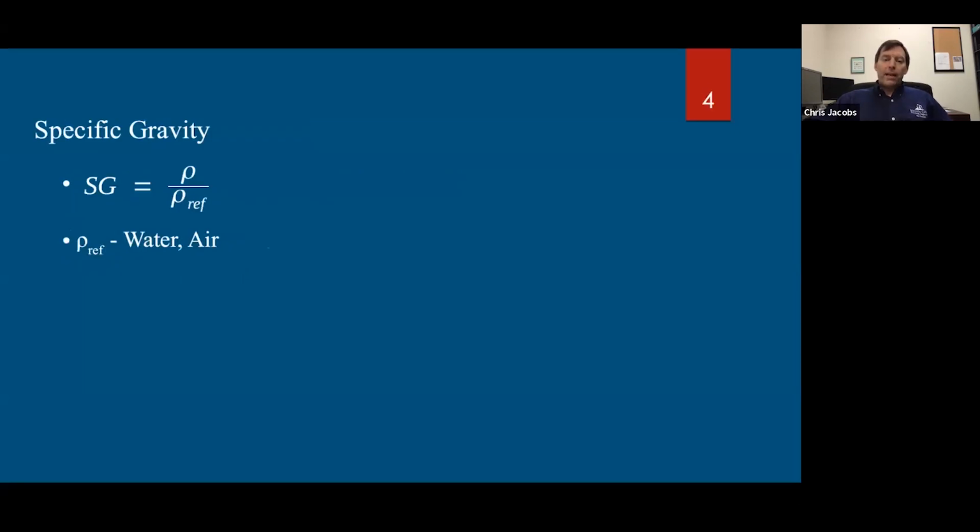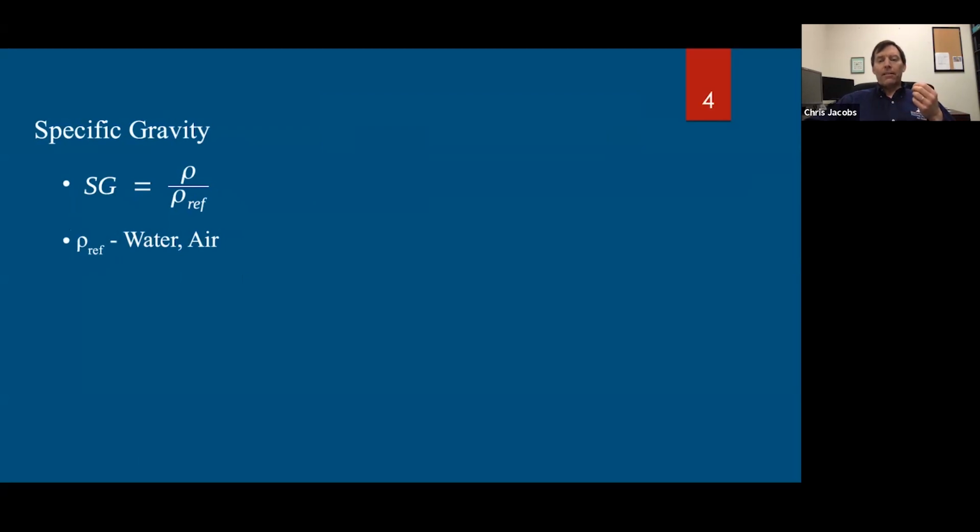Before we get into measuring specific gravity, I'd like to do a little review of what specific gravity is. You can see from this equation here, specific gravity is the ratio of a density of a material to the density of some reference material. And because it's a ratio, it has no units. It is a dimensionless quantity. It's just a number. There are no units associated with it.